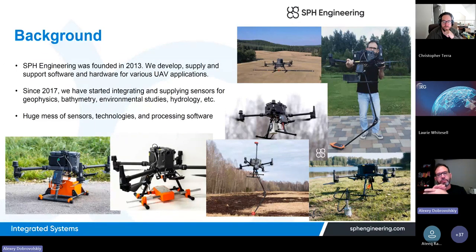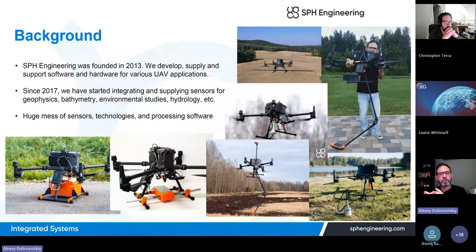But in 2017, we started to work with geophysical sensors. We started with ground penetrating radars, after that magnetometers. And now we supply many different strange devices integrated with drones. Here are a lot of photos from our test fields and from our customers. Devices are very different: magnetometers, ground penetrating radars, sonars, even multi-beam and side scan sonars.